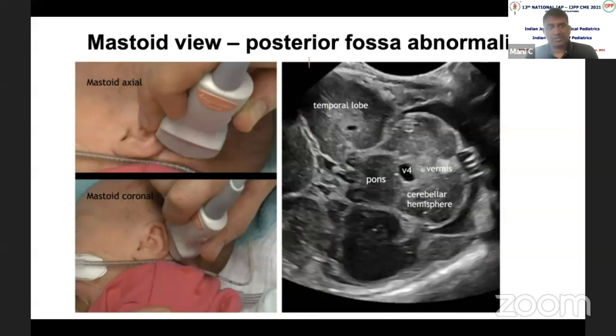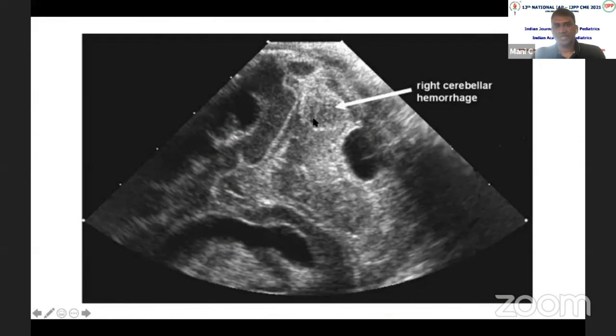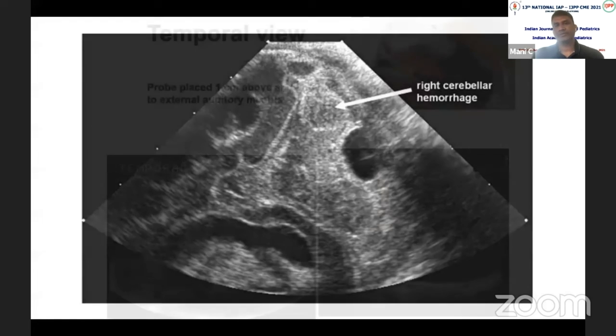Just quickly a word about other views. It's always easy to do anterior fontanel views, because you get more information from them. But in specific cases, like if there's a cerebellar hemorrhage, or you want to look at the cerebellum, this is the mastoid view. You can do axial and coronal in the mastoid and the posterior part of the ear, and you can get more information on the temporal lobe, pons, and cerebellum here. This is one of the cerebellar hemorrhages which we saw in the mastoid view, which was not picked up in the anterior fontanel view. So with training, we can also do the mastoid view.